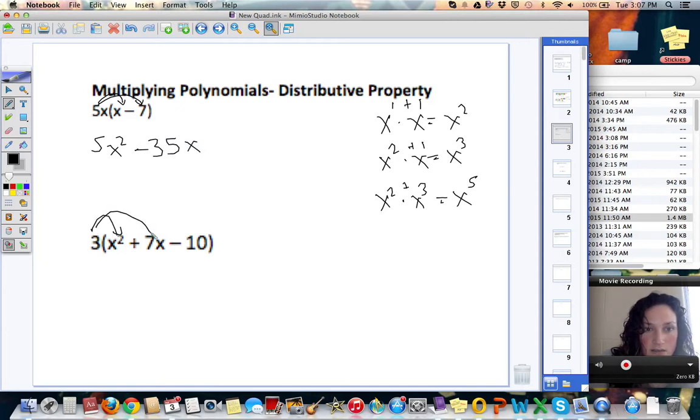Take this to everything. 3 times x squared is 3x squared. 3 times positive 7x is positive 21x. 3 times negative 10 is negative 30.